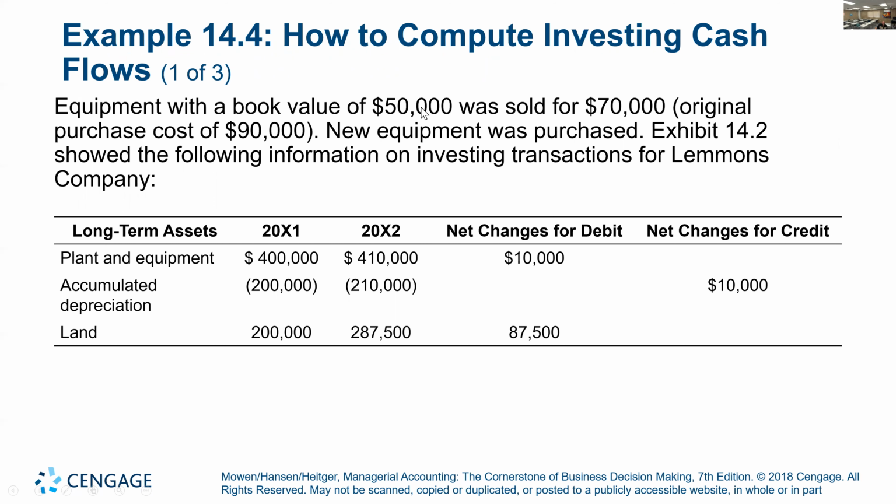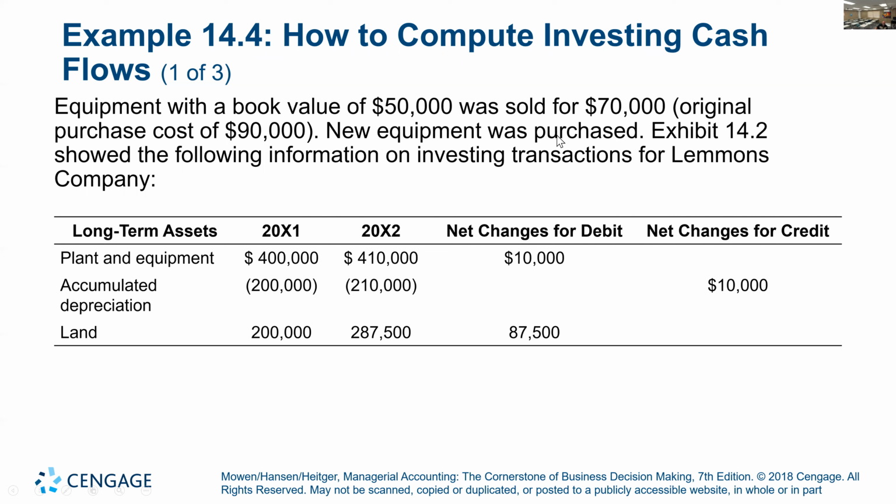Okay, so equipment with a book value of 50,000 was sold for 70,000. New equipment was purchased. All right. So here we have to look at this. What is happening to our investing section here? Okay, so our property, plant, and equipment went up by 10,000. Okay, we were told that it had a book value of 50,000, was sold for 70. Okay, so we have a cash inflow of 70,000.